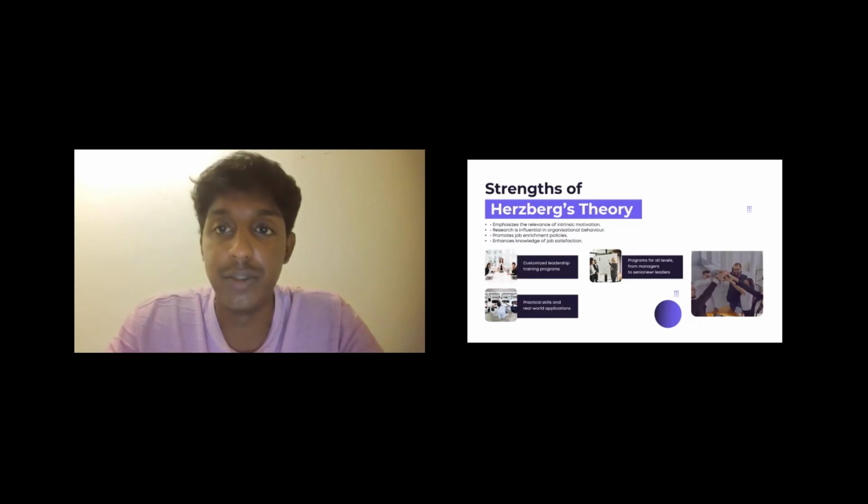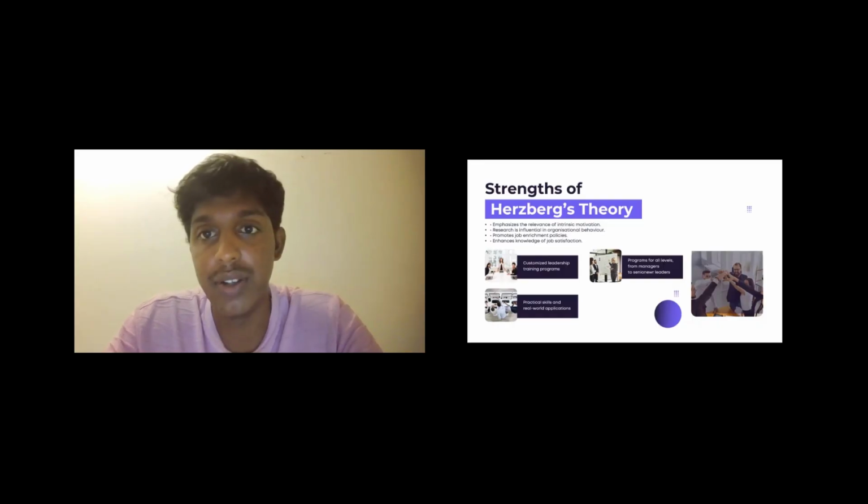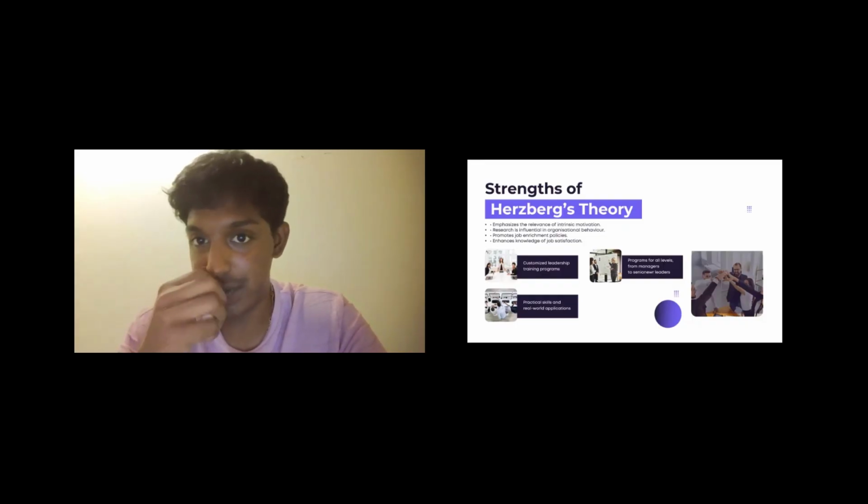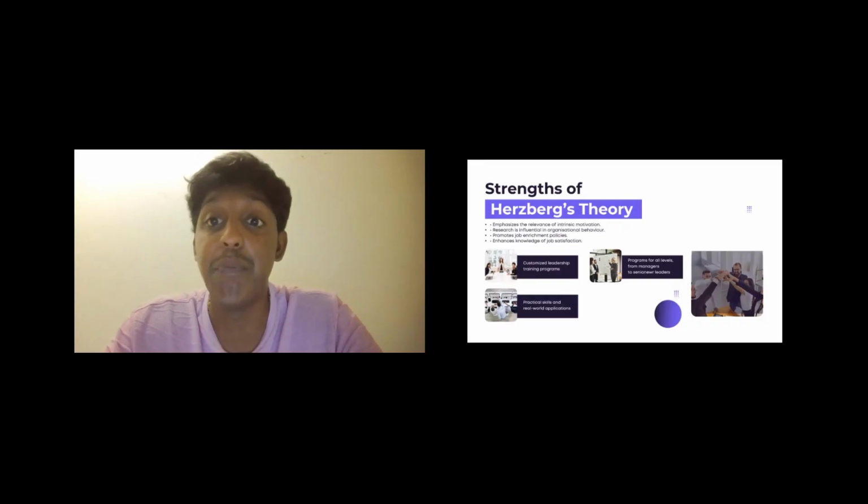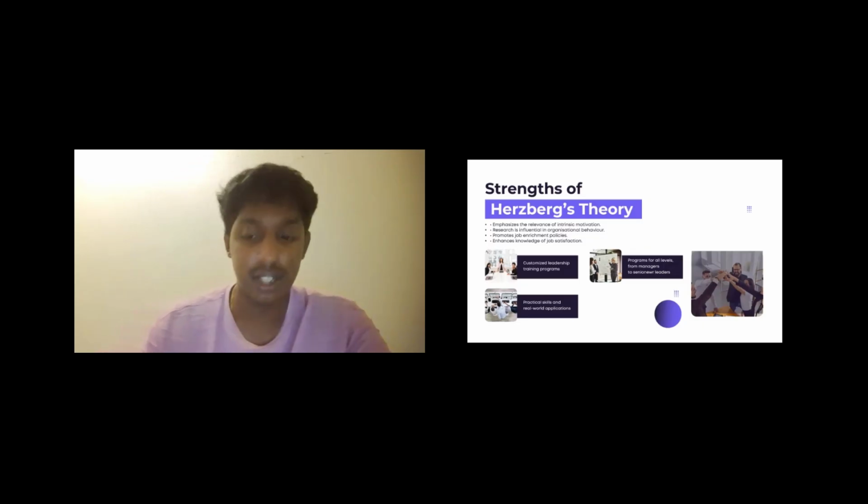So the next slide, slide four, is the strengths of Herzberg's theory. One major strength is that it focuses on intrinsic motivation rather than just financial rewards. It highlights the importance of psychological factors like recognition and achievement. The theory has also influenced many organizations to adopt job enrichment strategies. Overall, it helps managers better understand what actually leads to employee satisfaction.